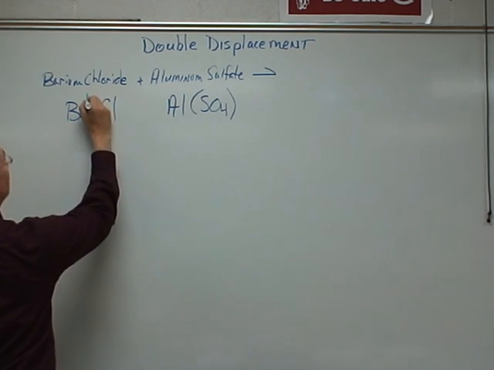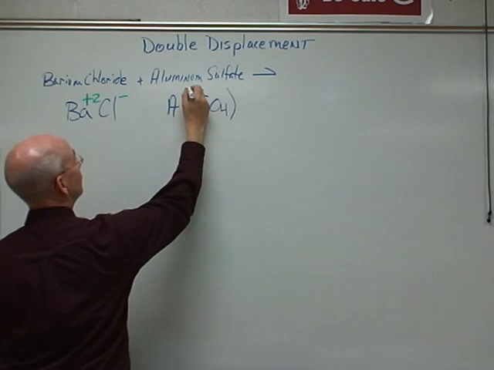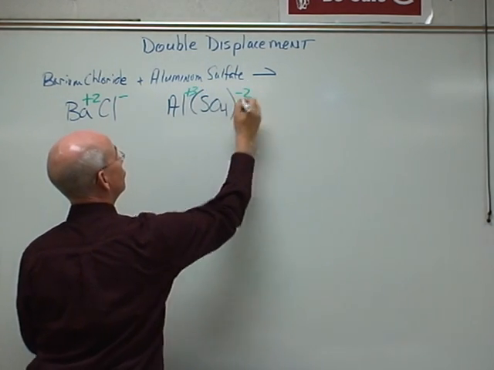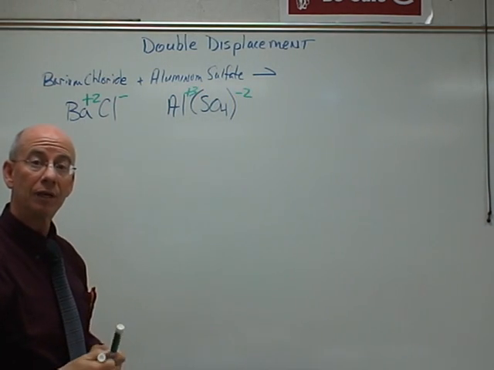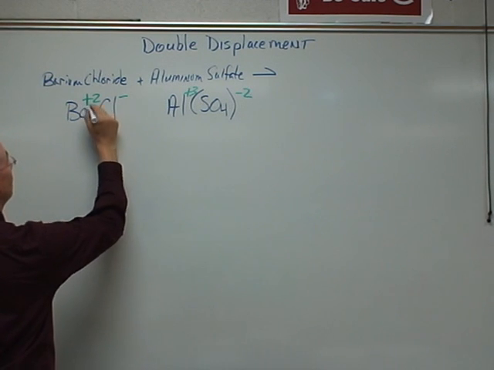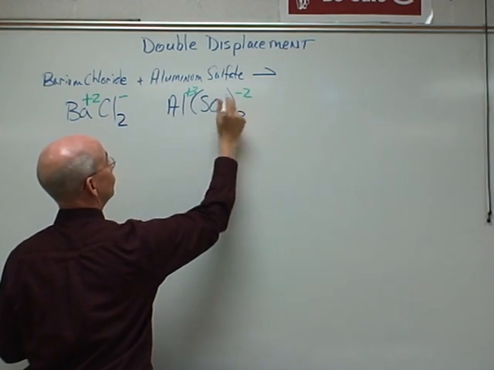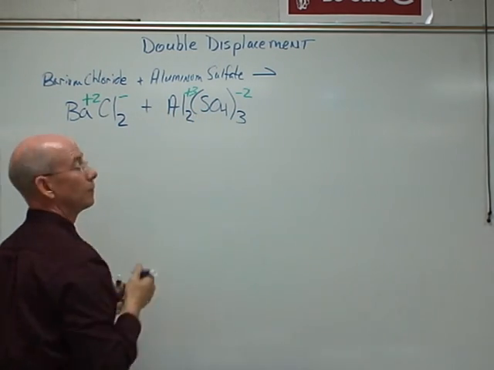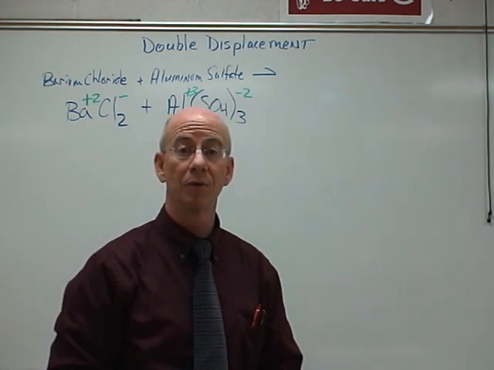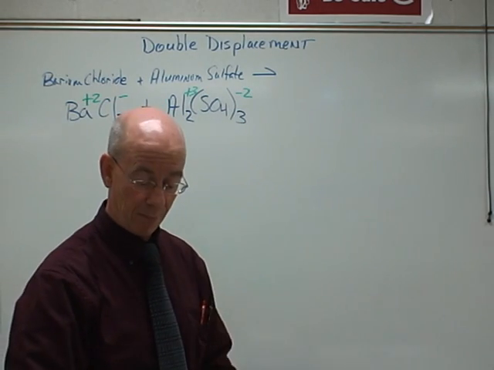Then I put in the oxidations, +2, -1, +3, -2. And then I can put in my formulas. 2 would go there, the 3 goes there, the 2 goes here. So there are my formulas for these compounds.